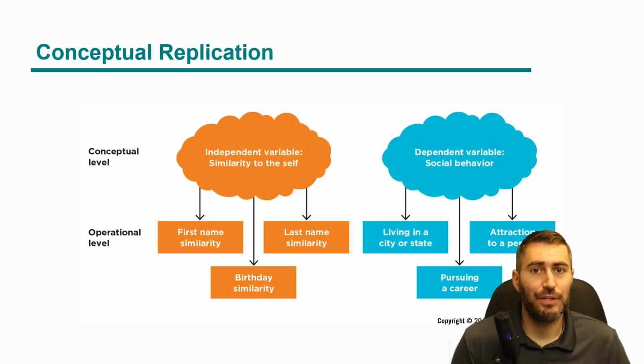Conceptual replication is where researchers explore the same research question but use different procedures. The conceptual variables in the study are the same, but the procedures for operationalizing the variables are different. Consider the theory of implicit egotism, in which people's implicit self-associations predict their social behaviors. They have operationalized implicit self-associations through first name, last name, and birthday similarity, and operationalized social behaviors through liking for a person, marriage patterns, residence location, and career choice.